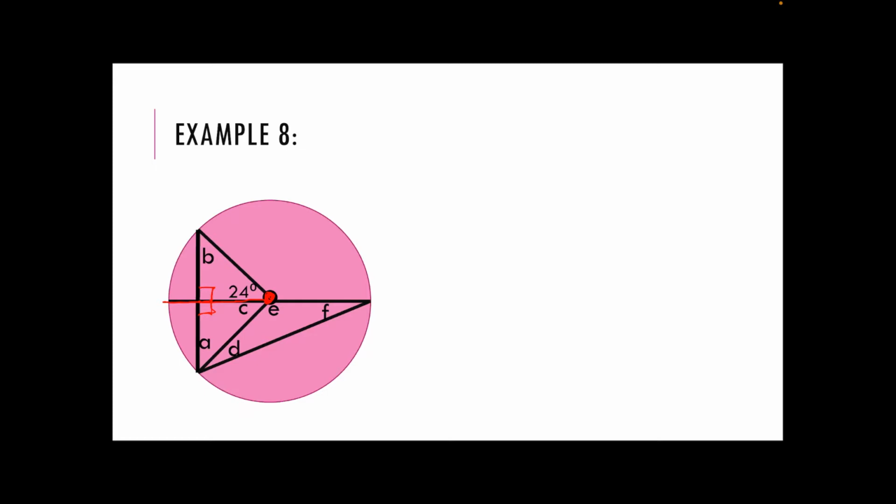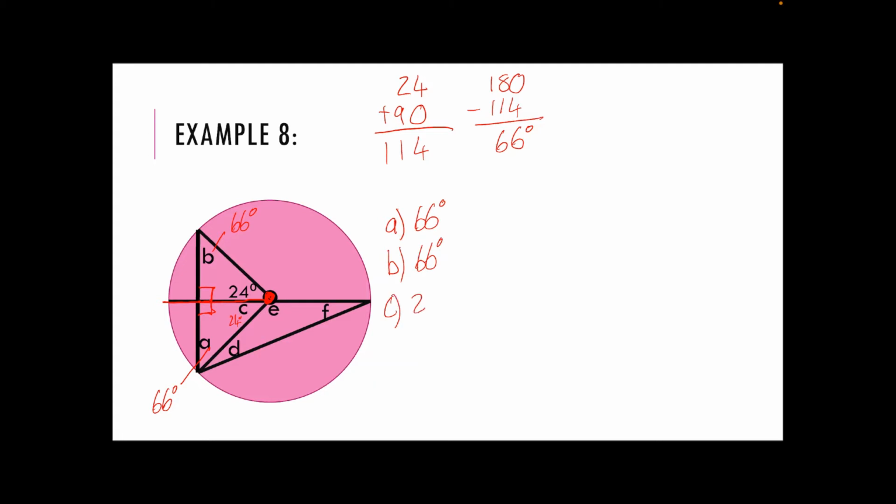I know that angle B then, I can do 24 plus the right angle of 90 to give me 114, and 180 degrees in total, take away 114 is going to be my 66 degrees. So angle B is going to be 66 degrees. That means then that angle A is also 66 degrees, and angle C is also going to be 24. So just to write them down as we go, A is 66, B is also 66, and C is going to match my 24.